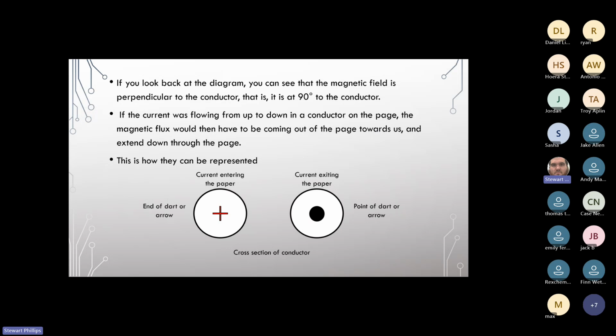Current entering the paper looks like the end of a dart or arrow. Current exiting the paper looks like the point of a dart or arrow. So if you see a plus, it's like looking at the back of the arrow, it's flying away from you. Looking at a dot, it's the arrow coming towards you. So this is a cross section of the conductors.